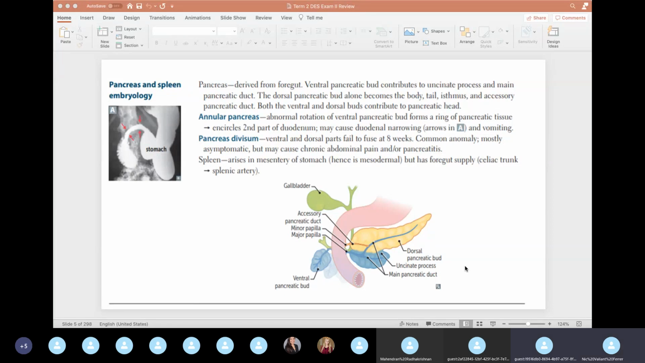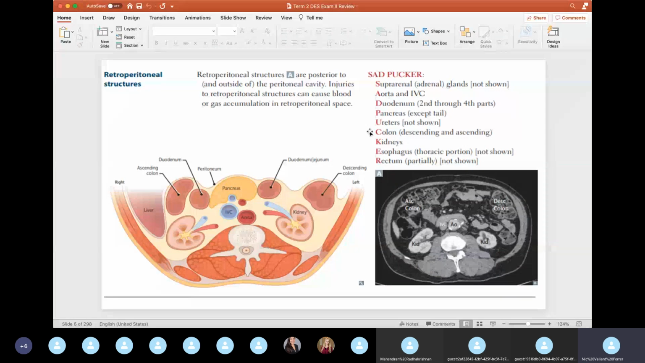Mesoderm. Mesoderm, excellent. However, it has a foregut supply, the celiac trunk. So this is very, very peculiar. So put a star there. This is high yield. Spleen, embryological origin, mesoderm, right? It arises in the mesentery of the stomach. However, what's the foregut supply? It's the celiac trunk via your splenic artery.